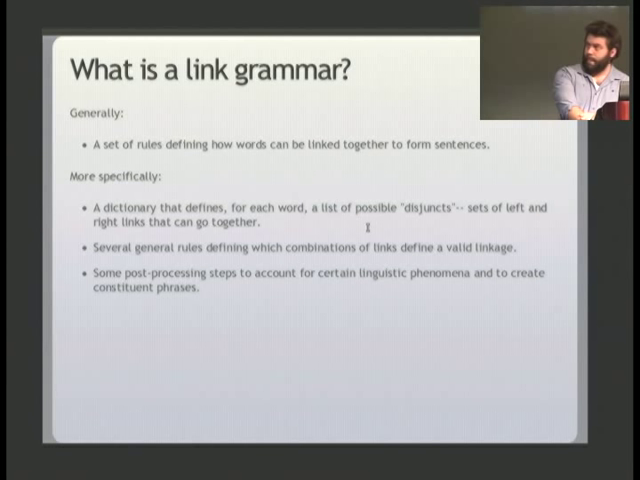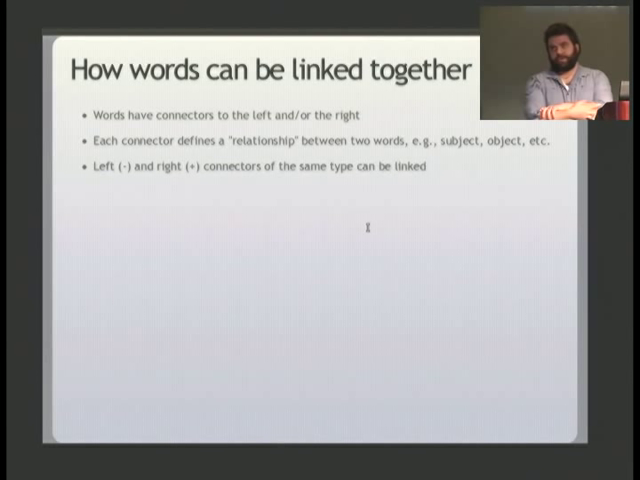Okay, so let's dive in and understand more about what this means. How can words be linked together? Basically, the idea is that in this dictionary, words are defined as saying, I have a connector to the right and a connector to the left. These connectors define a relationship like subject, object, adjective, et cetera. A left subject connector on one word connects to a right subject connector on another word. These are denoted by plus and minus.